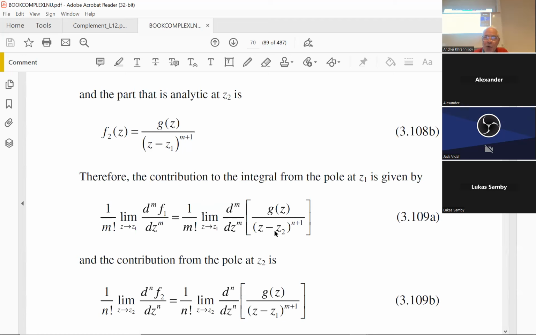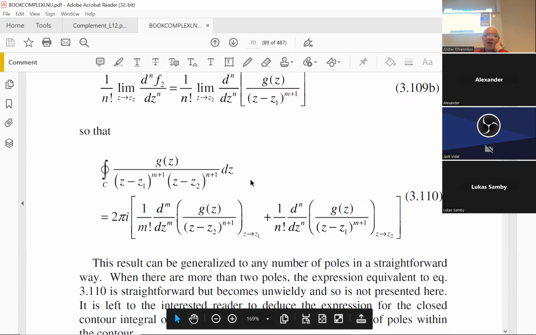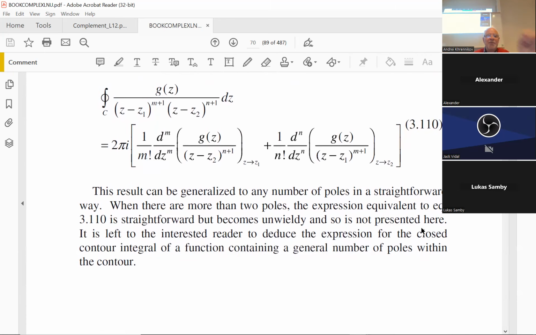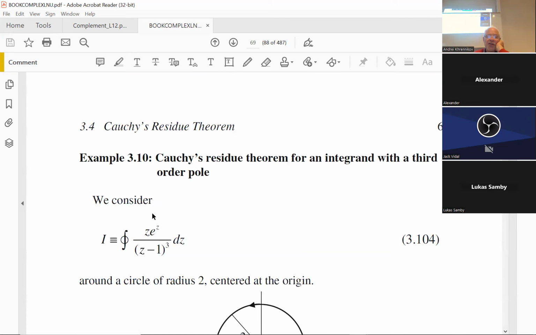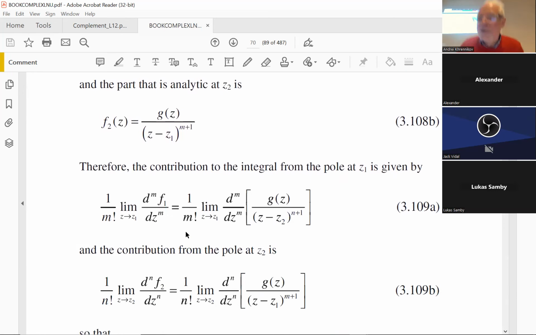This is the first pole. It's analytic at the first pole, and this is analytic at the second pole. And then we take the sum. So this integral is equal to this. It just looks very big, but for example, with m equal to 1, n equal to 2, it's not so difficult to calculate. So now we can calculate any such integral, and this would be more or less what you will get.